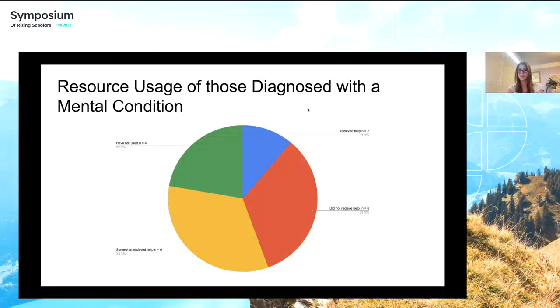Moving on to resource usage with those diagnosed with a mental condition. As shown in the blue of this pie chart, while 2 of the participants that were diagnosed with a mental health condition like anxiety or depression received help, 4 had never used it. And the red and yellow show that about 12 participants felt that they hadn't received sufficient help from these resources. And there were about 20 participants of the 70 that reported that they were diagnosed with a mental health condition like anxiety or depression.